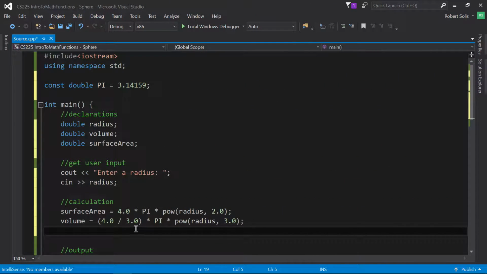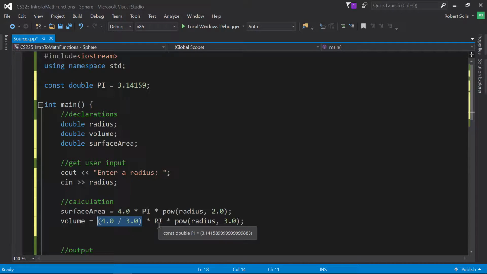Hey, Professor Solis, why did you put that in parens? I just wanted to isolate that. I don't have to because division has a high precedence, so this is going to occur, then this multiplication is going to occur, then this multiplication is going to occur. Sometimes I just do that to make my program readable. Clearly, 4 needs to be divided by 3, so I put parens to emphasize this is what's going to happen. Then I multiply times pi, then I multiply times radius cubed.